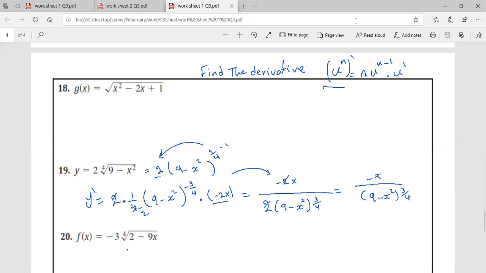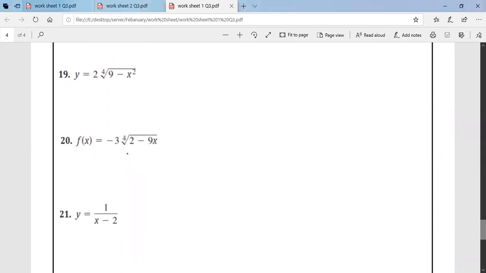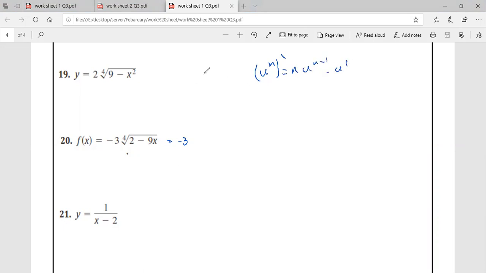Try to pause the video and solve the next problem, then check the answer. Look here for this one. In the same way as I solved the previous one, I will solve this problem. It is not ready, it is not in the power form. It will be n multiplied by u to the power n minus 1, multiplied by the derivative of the function between the brackets, which is called the general power rule. So I need to rewrite the function in the power form, then apply this.